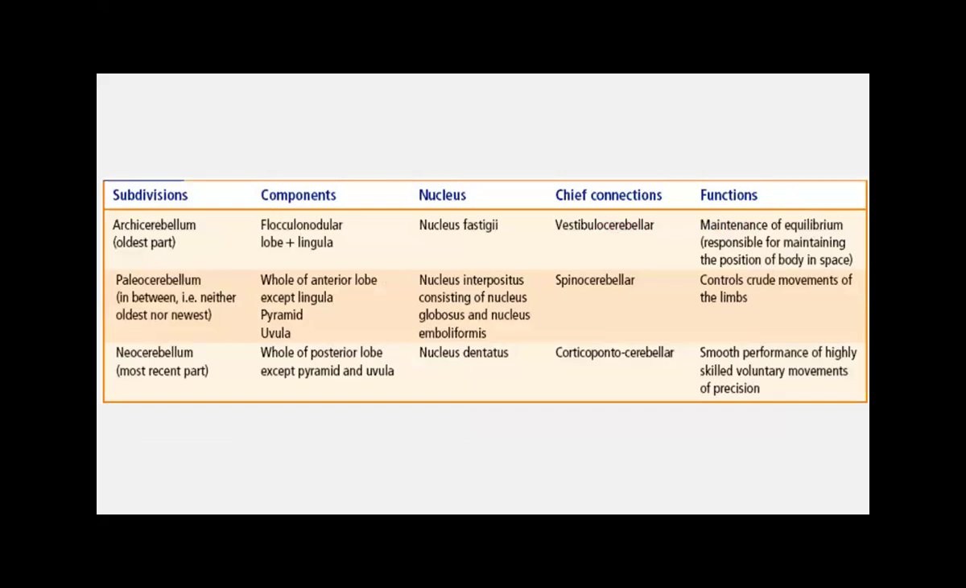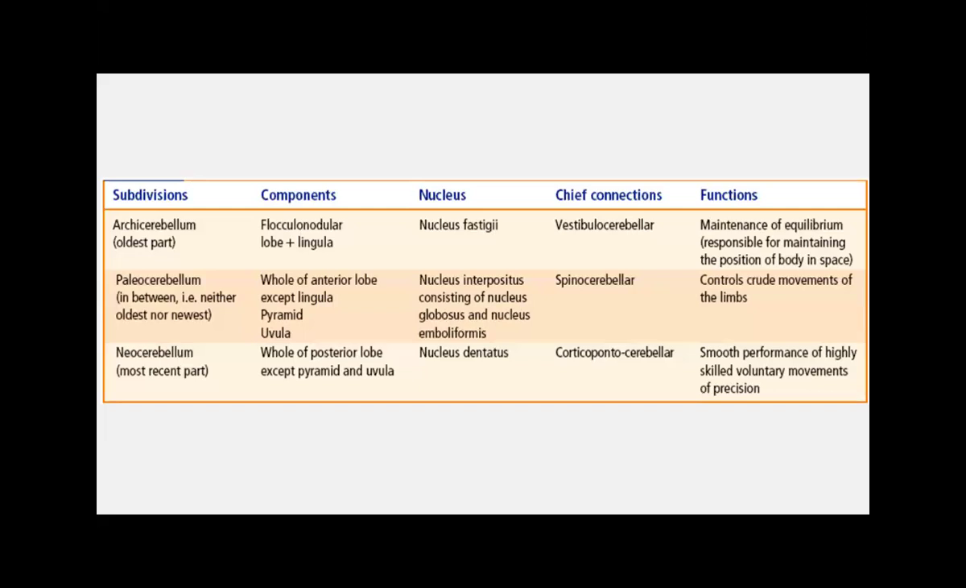The subdivisions and functions based on the phylogenetic classification. Phylogenetically, it was divided into archicerebellum, paleocerebellum, and neocerebellum. The archicerebellum is composed of flocculonodular lobe and lingula, which is connected to the nucleus fastigius, and it has chief connections to the vestibulocerebellar pathway and has a function in maintaining equilibrium.